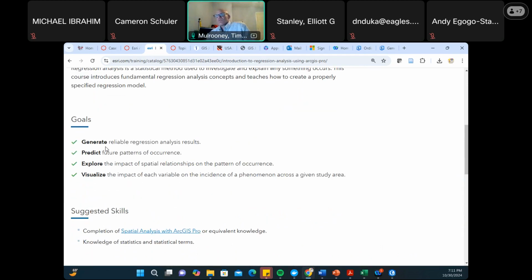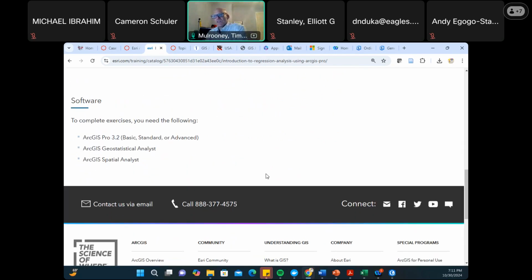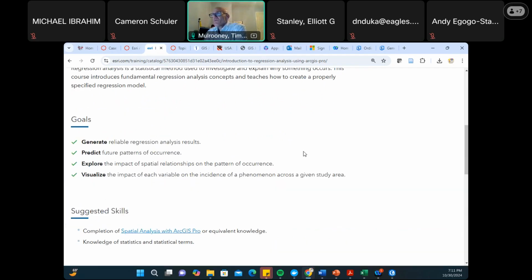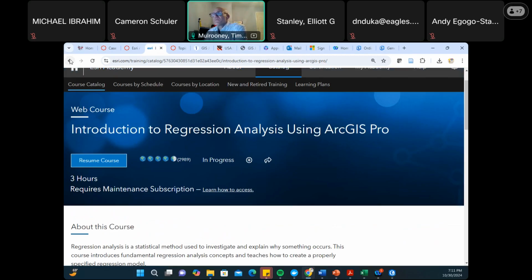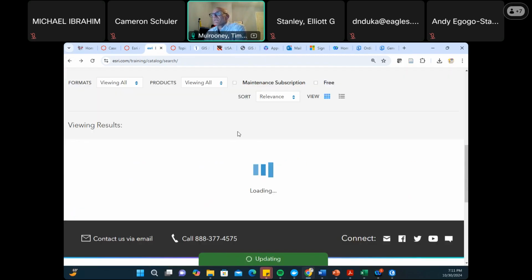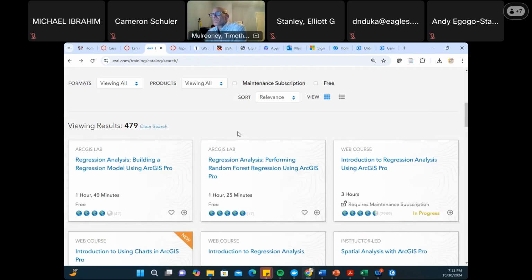To me, reliable regression results, patterns of occurrence, spatial relationships on patterns of occurrence. And we'll get into a little bit of what we call geographically weighted regression. I'm not the best at that, where we're creating new models for every single enumeration unit. So as you can imagine, that's going to be a local statistic as opposed to a global one.